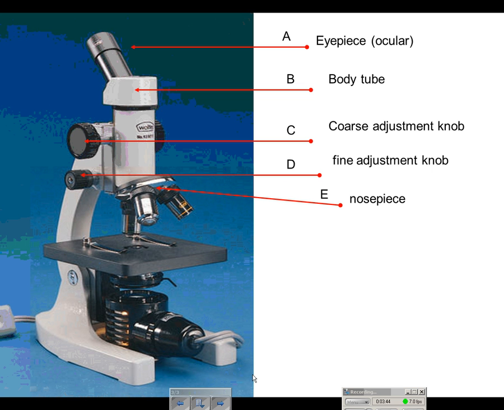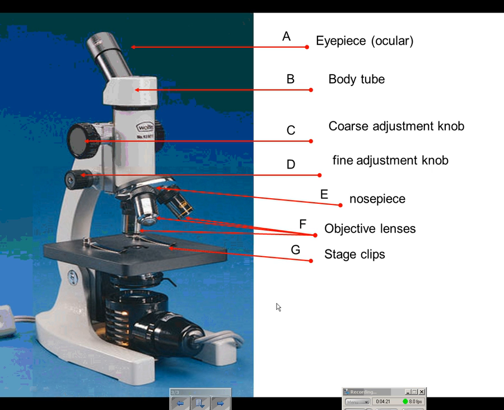Here we have the nose piece, and attached to the nose piece are the objective lenses, and you'll have different magnifications. On each of the lenses, you'll have a marking. It will say 5x or 4x, 10x, and 40x. Now, to find the total magnification of a microscope, you're going to multiply the magnification of the eyepiece times the magnification of the objective lens. So if this lens right now is on 10x, and the eyepiece is 10x, we multiply them together, our total magnification would be 100x.